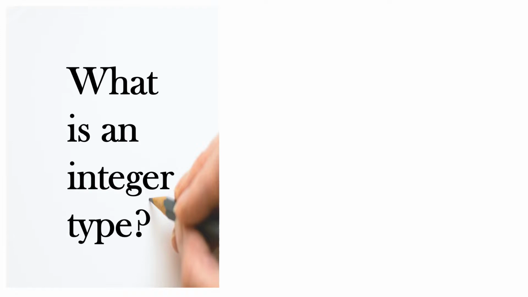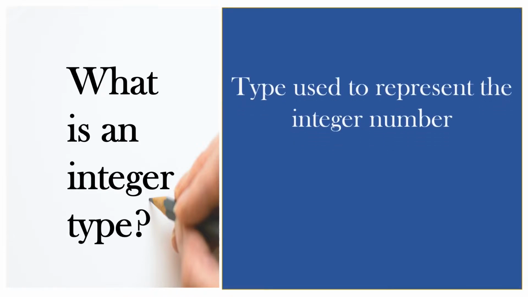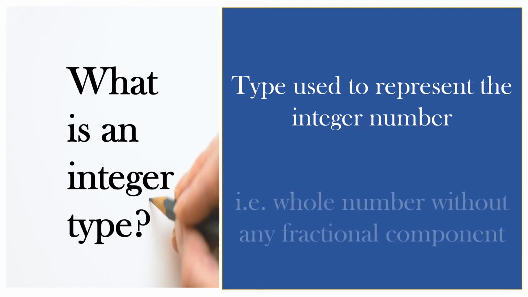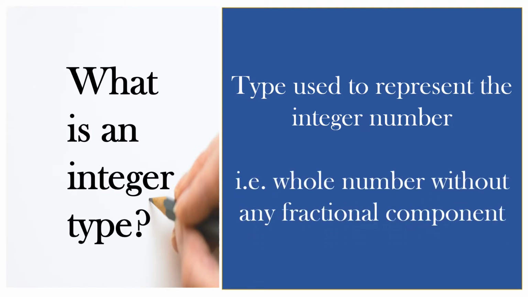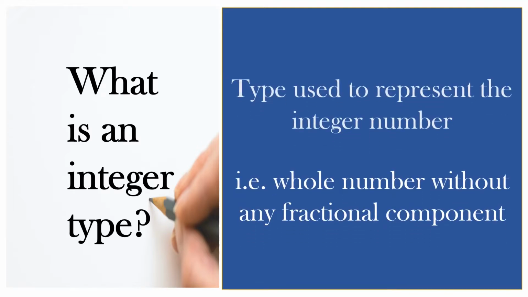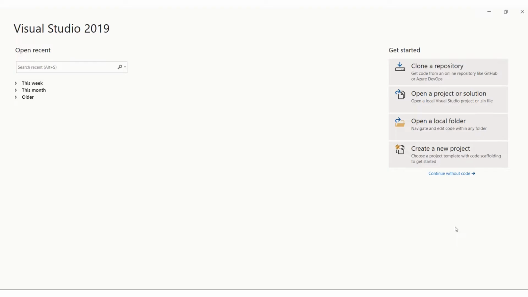Let's start with the question, what's an integer type? This is nothing but the type used to represent the integer numbers. Now, what is an integer number? Integer numbers are nothing but the whole numbers without any fractional component.